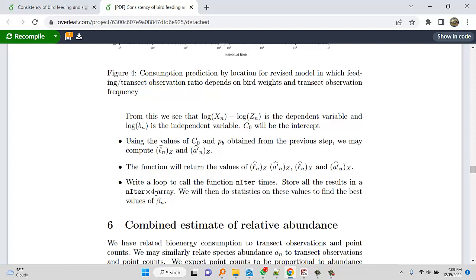Once we have this array, then we can find the best combination of the two estimators. All right, but for now, what we need to do is do the linear regression, finish the function that has 4 outputs, write a loop to call the function this many times. All right, so that's good for right now.